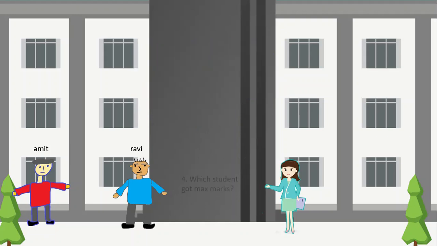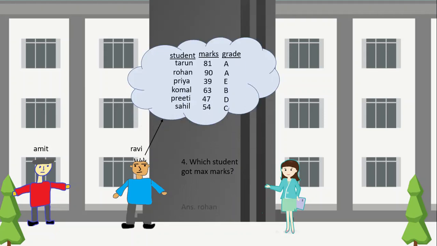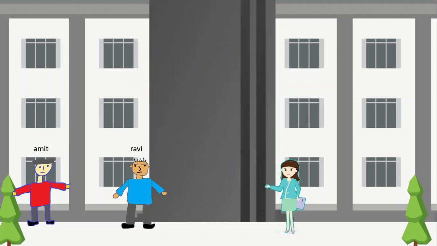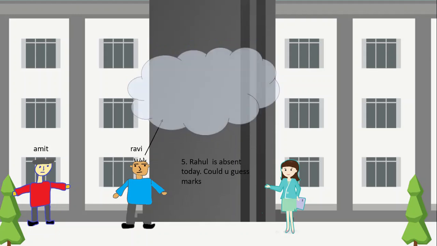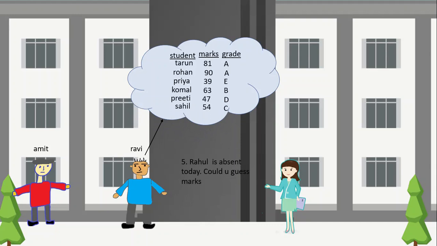Similarly she asks the fourth question, which student got maximum marks, and he answers Rohan, which is also correct. She asks the fifth question, Rahul is absent today, could you guess his marks? He calculates the mean, and gives the answer 63, which is nearly correct.